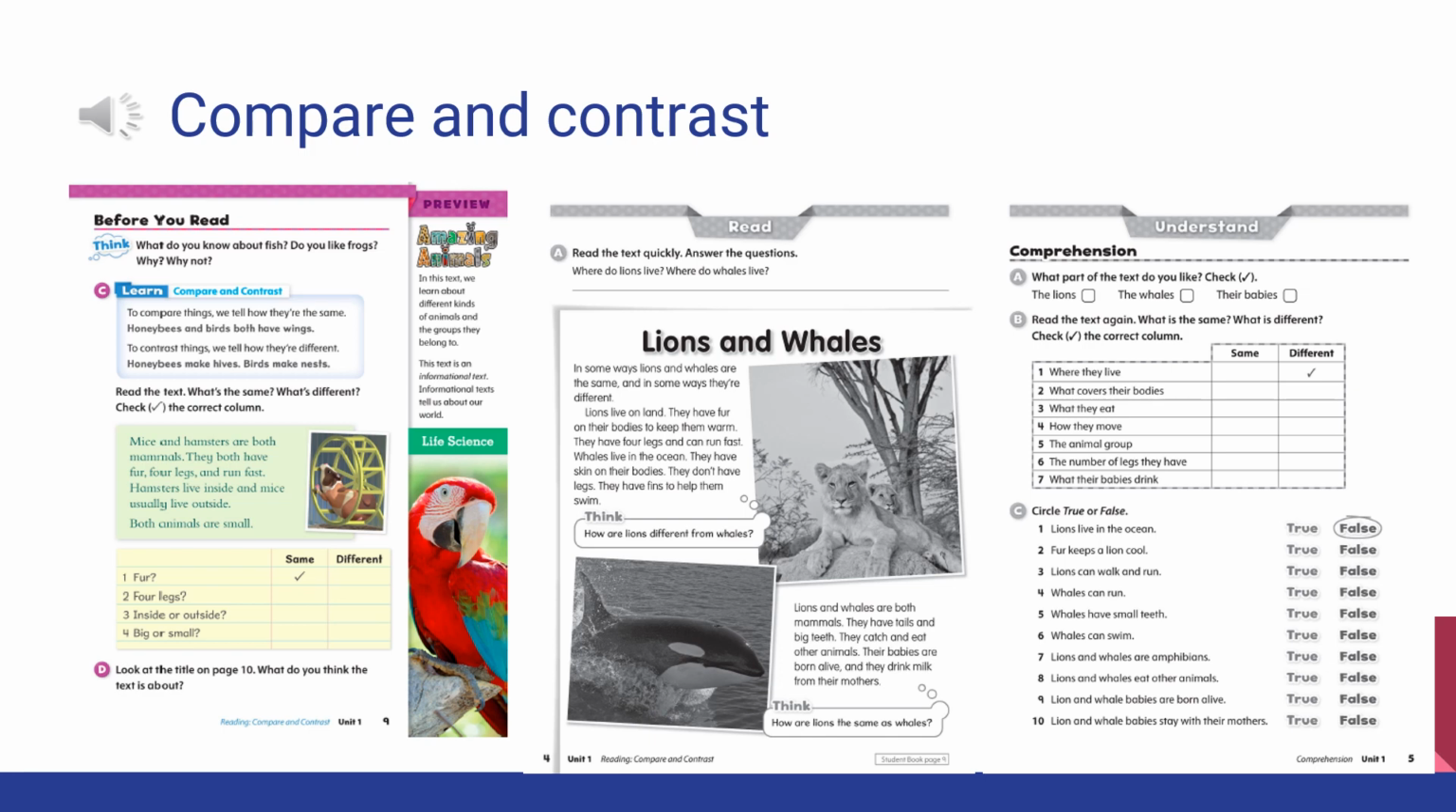And on page number 5, you have to check the correct column in the B part. In A part, you just need to tick mark the text which you like the most. In the B part, you need to read the text and check the correct column. And in the C part, you need to circle true or false. In the next online class, we will discuss this RA first, and then we'll move on to the next online class.